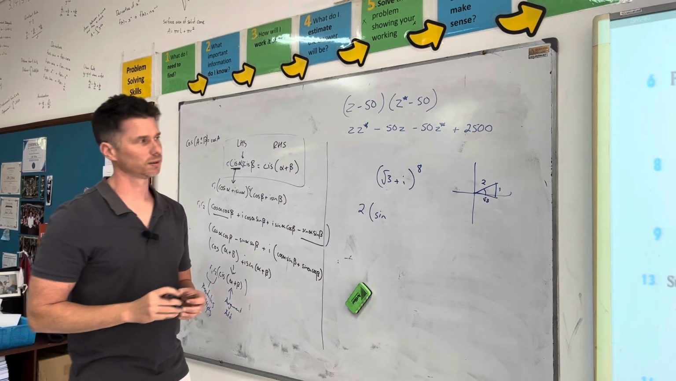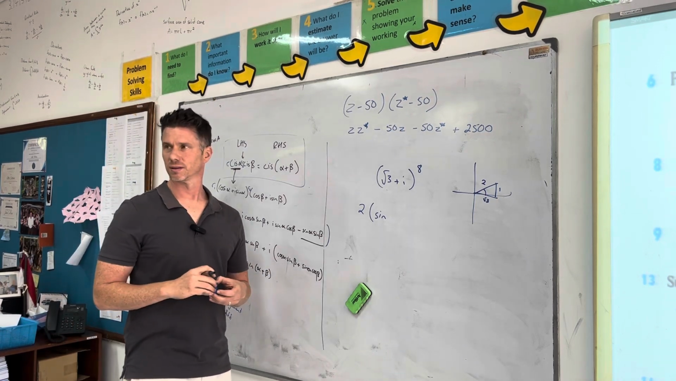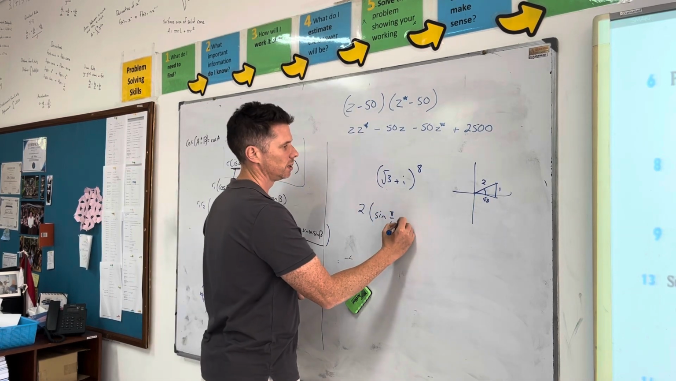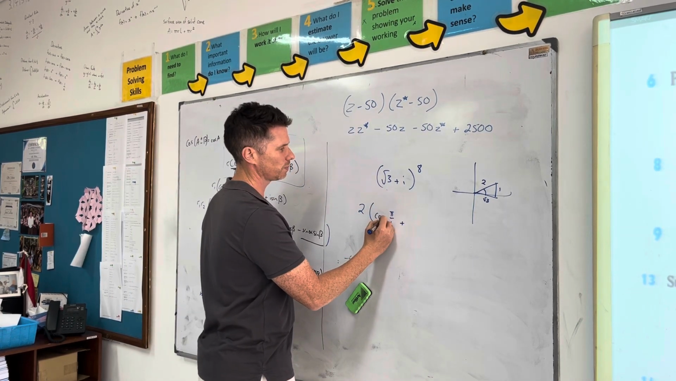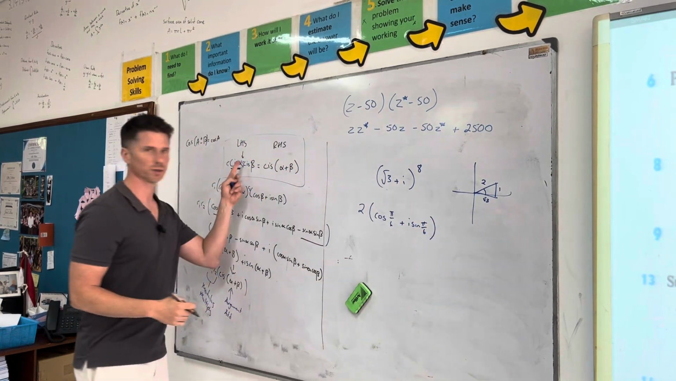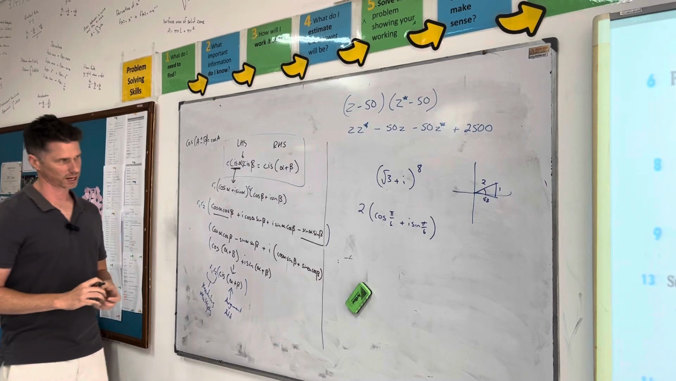Is the angle pi over 6 or pi over 3? Sine of 1 over 2 is pi over 6, yeah. Pi over 6. Oh, no, cosine first. 2 times cosine pi over 6 plus i sine pi over 6. So that's it switched into this mode. If you can't do that, maybe practice that one.